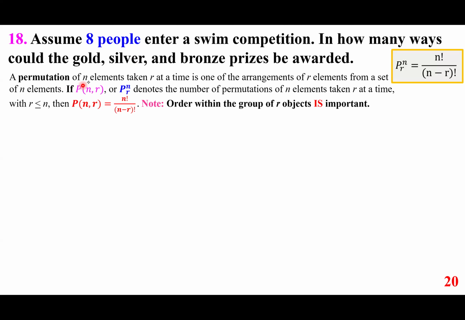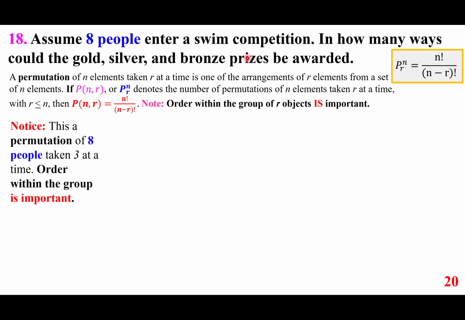So a permutation of n elements taken r at a time is one of the arrangements of r elements from a set of n elements. If P(n,r) or nPr, these are different formats of saying the same thing, denotes the number of permutations of n elements taken r at a time, with r being less than or equal to n, then the permutation of n, r is n factorial over n minus r factorial. Note, order within the group of r objects is important.